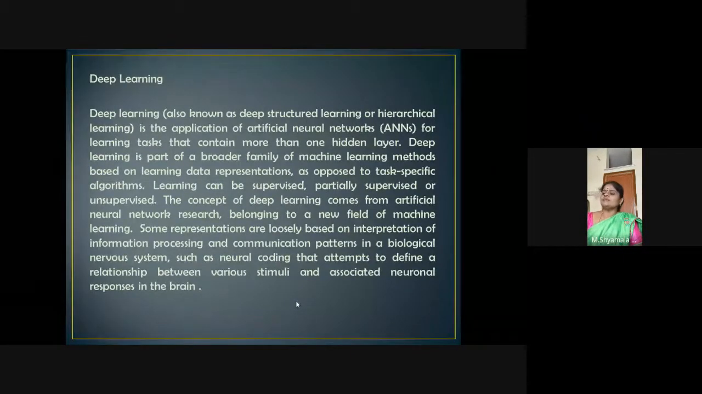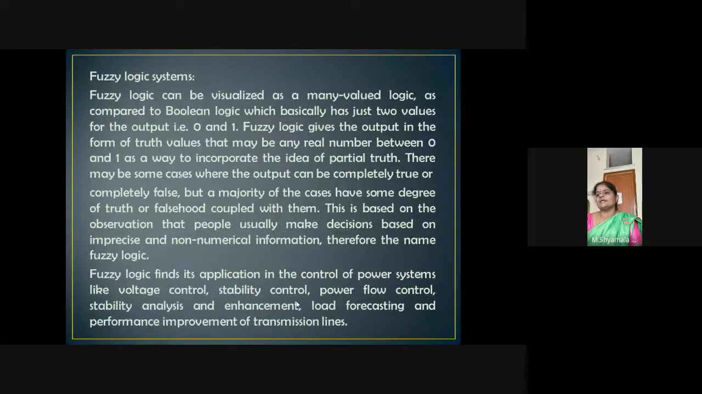The concept of deep learning comes from artificial neural network research belonging to a new field of machine learning. Some representations are loosely based on interpretation of information processing and communication patterns in a biological nervous system, such as neural coding that attempts to define a relationship between various stimuli and associated neural response in a brain.